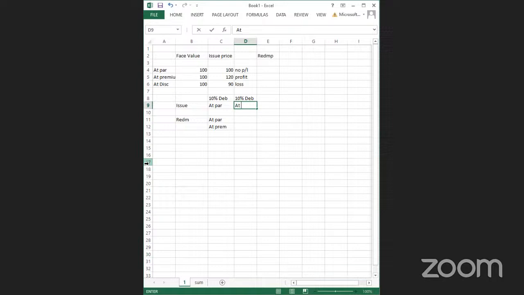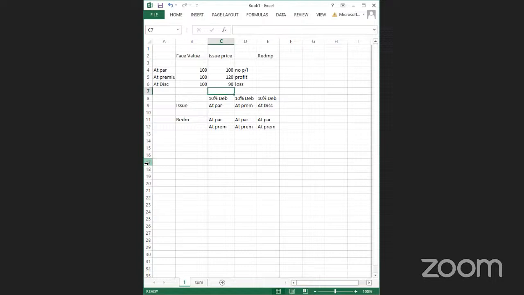I am issuing at premium. So what are the options available to me for redemption? Again, these two options. What two options? I can redeem them at par and redeem them at premium. Clear? Now, third option, again same example. I have issued debentures at discount, but now again I have these two options. I can redeem them at par or at premium. It cannot be redeemed at discount, as I told you.